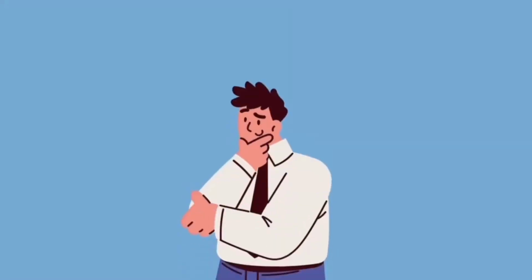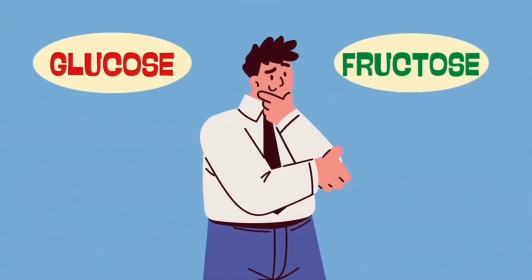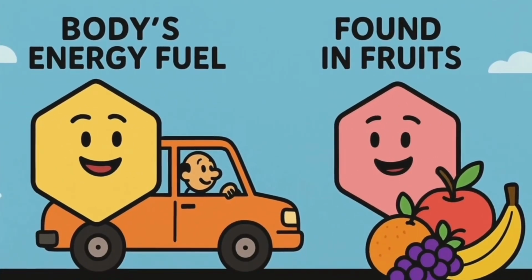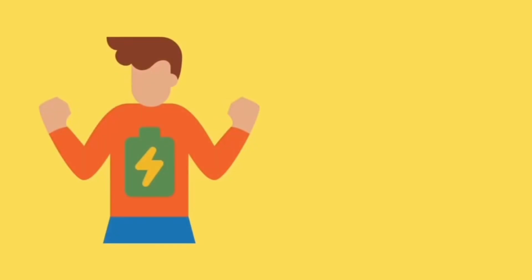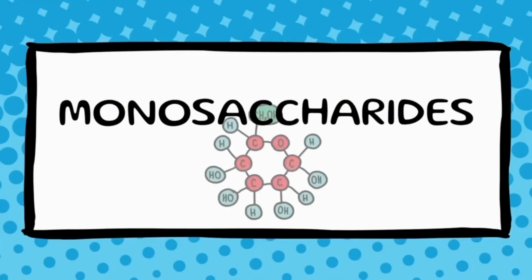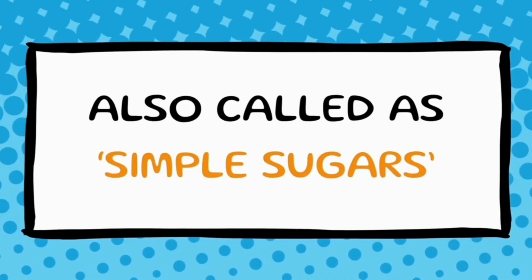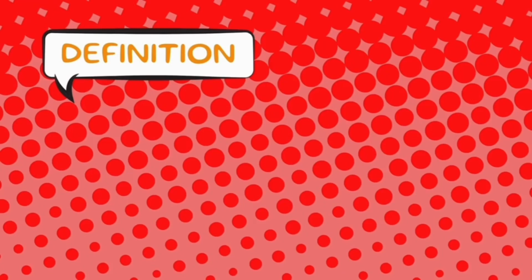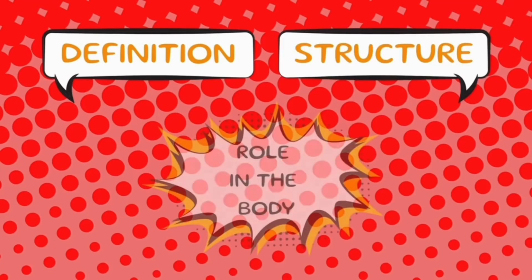So, let me start with a quick question. Have you ever heard of glucose or fructose? Where do you think they come from? Very good! Exactly! Glucose is what your body uses for energy, and fructose is commonly found in fruits. That's why it tastes sweet. So, these are examples of what we call monosaccharides or simple sugars. Today, we'll focus on monosaccharides, we'll define them, examine their structure, and understand their roles in the body.